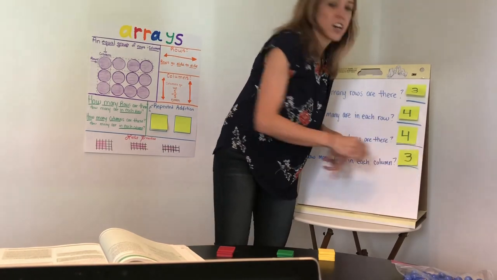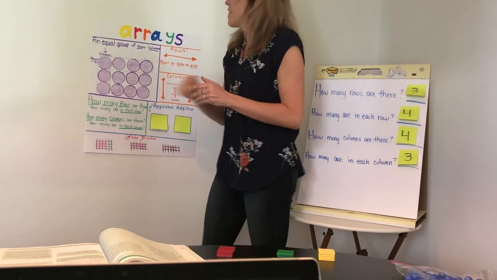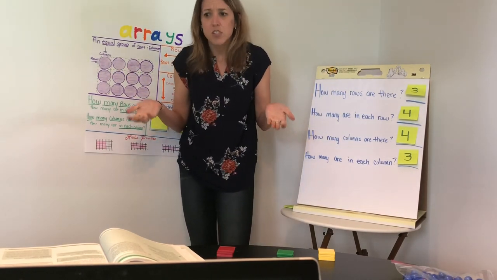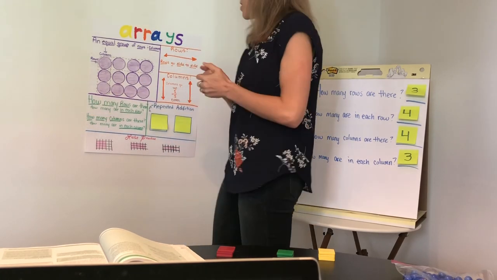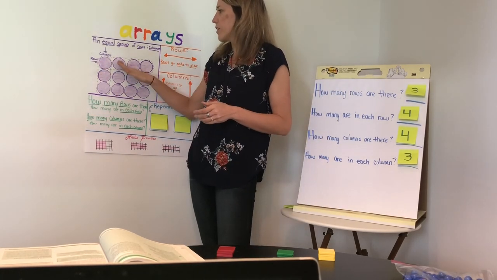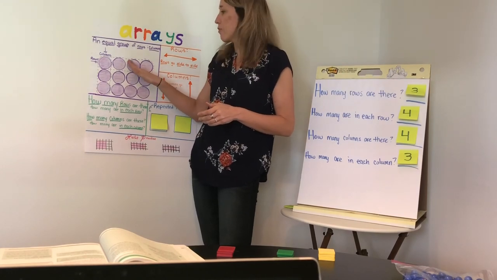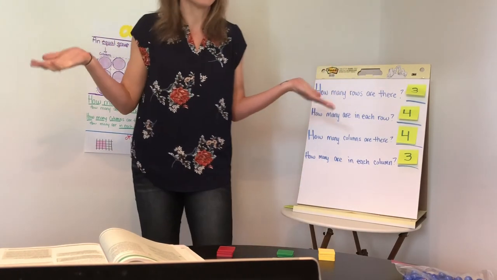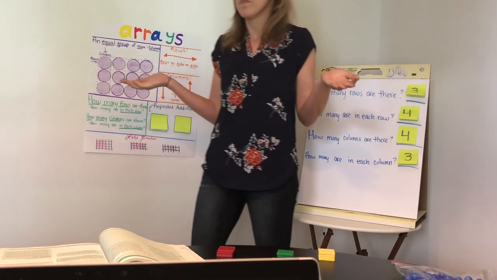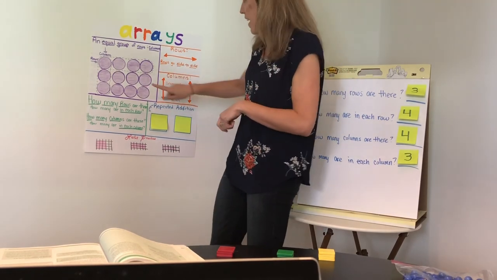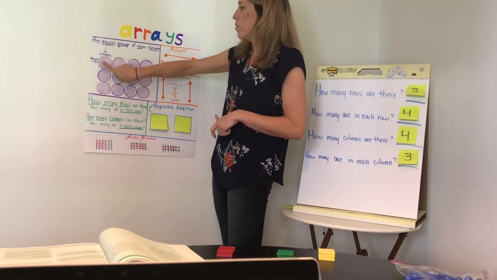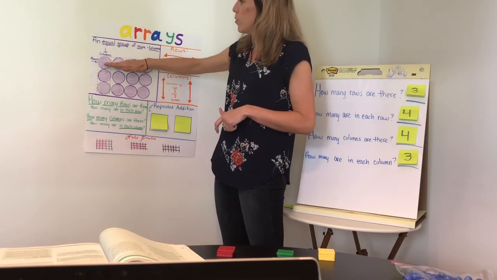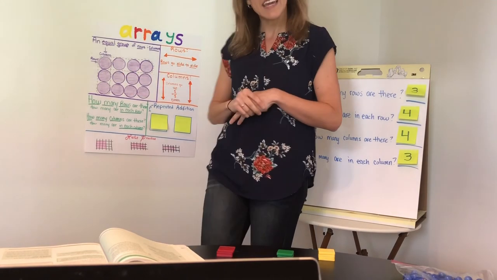Three in each column. So friends, we are learning how to multiply, which we know is just repeating addition problems. So we have four columns and three rows. So if I was going to use my repeated addition, what would that look like? Okay, yeah, we would show that we have 4, 4, and 4, because there are 4 in each row right there. Good job.